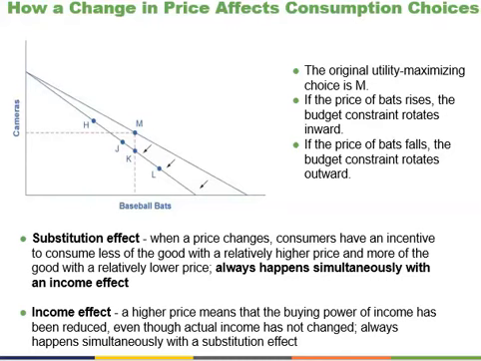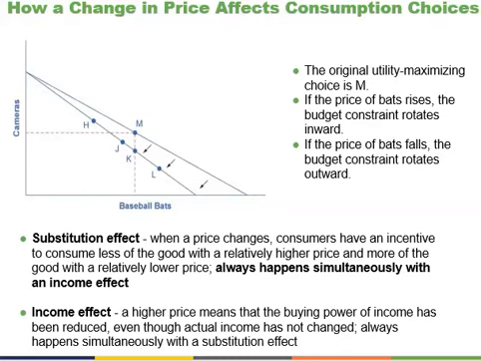The typical response to higher prices is that a person chooses to consume less of the product with the higher price. This occurs for 2 reasons, and both effects can occur simultaneously. The substitution effect occurs when a price changes and consumers have an incentive to consume less of the good with a relatively higher price and more of the good with a relatively lower price.